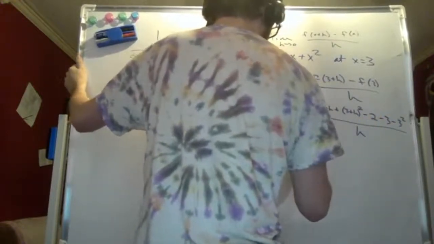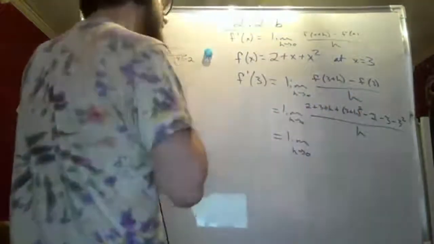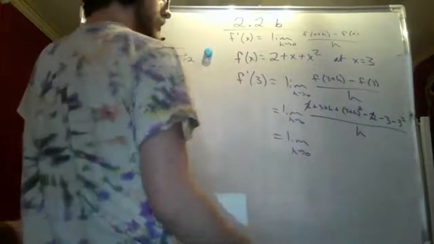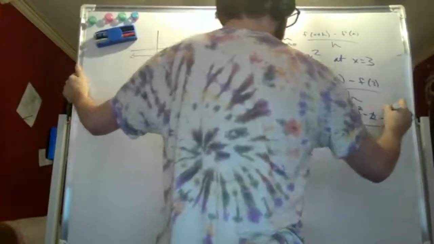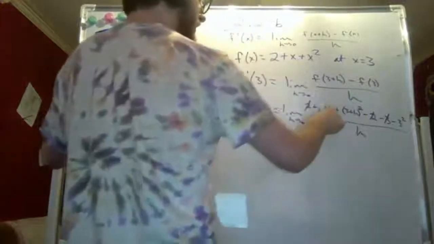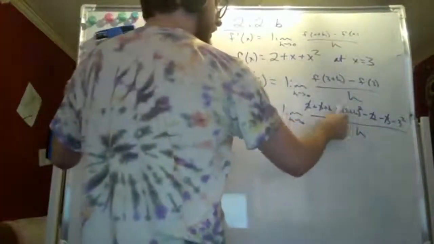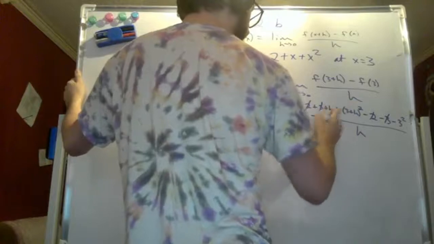And just like before, don't worry about that h in the denominator. Let's clean up our numerator first. So right off the bat, we can already see we've got a 2 and a negative 2. So they're going to cancel each other out. We have a 3 minus 3. They're going to cancel each other out. Now we've got this 3 plus h squared. So let's go ahead and square this guy so we can break it apart and see if we can cancel more.